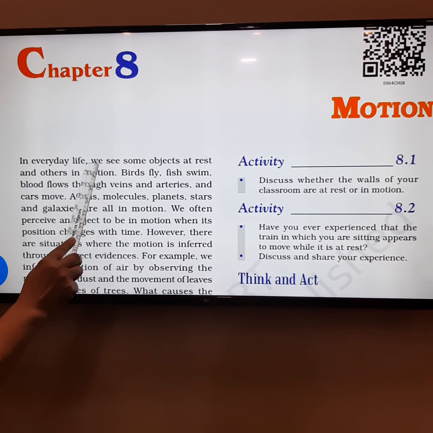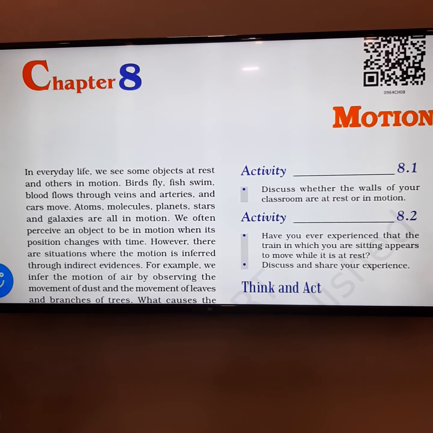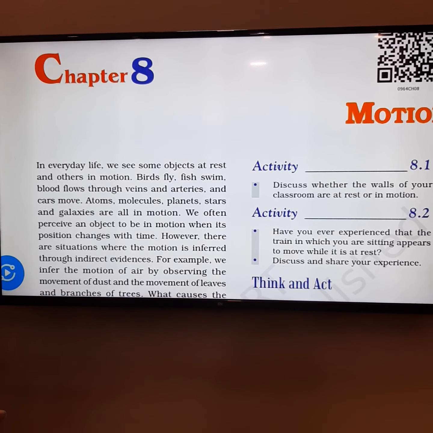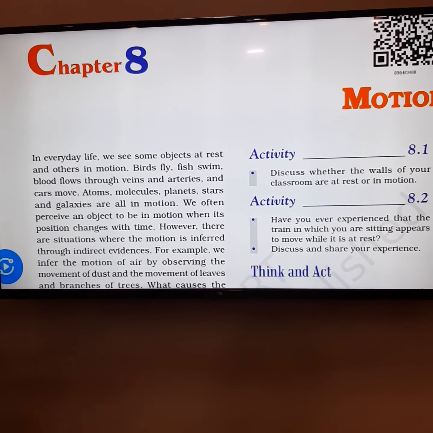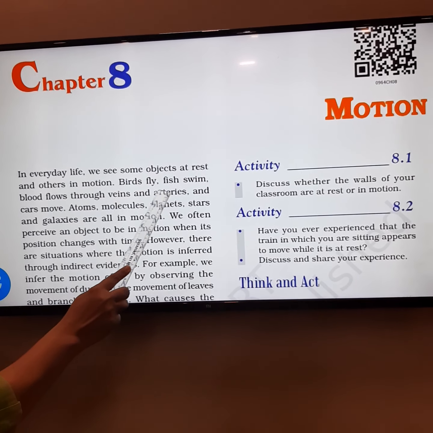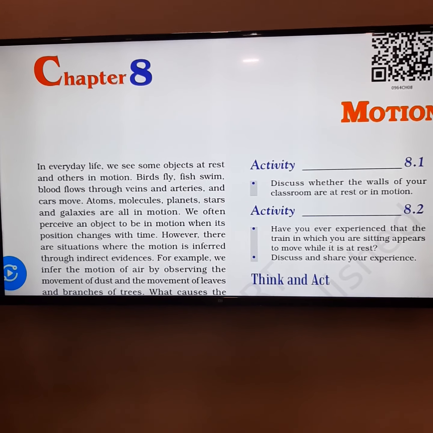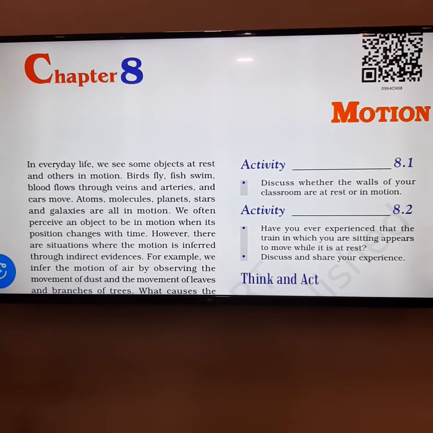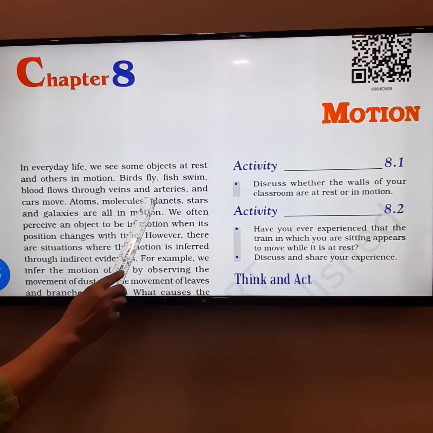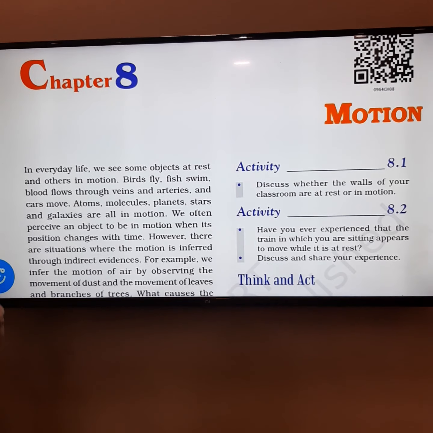In everyday life, we see some objects at rest and others are in motion. For example, I am standing at one place, that means I am at rest. Birds fly, fish swim, blood flows through veins and arteries, and cars move. All these are the examples of the objects in motion. Atoms, molecules, planets, stars, and galaxies are all in motion.